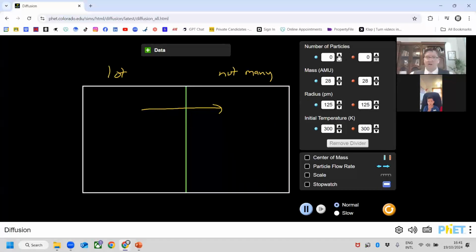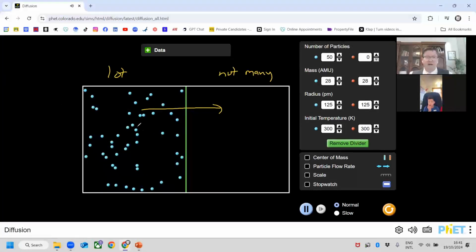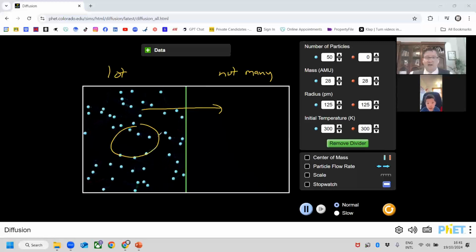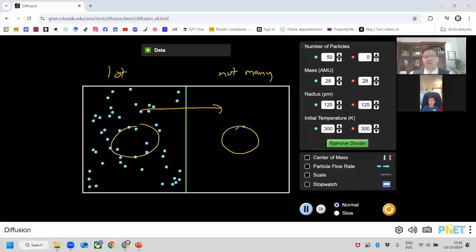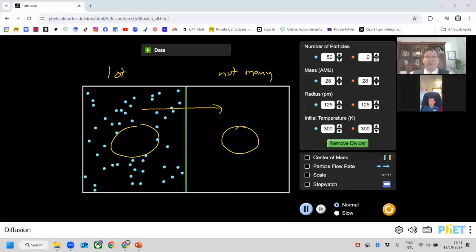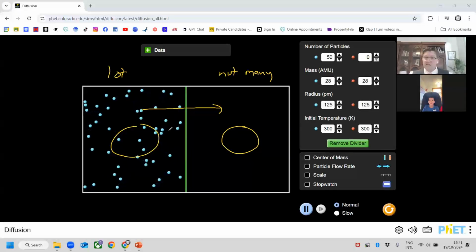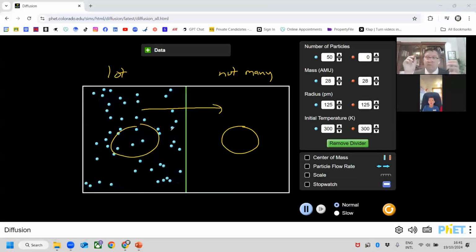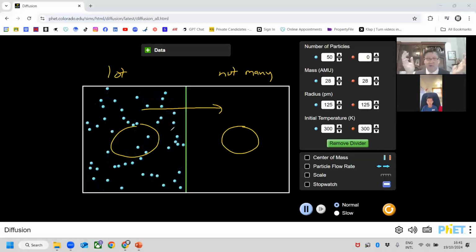Look, high concentration on the left. If there's a lot of them, we say there's a high concentration. And on the right, there's not many, so it's a low concentration. It's like if you're making some orange squash.